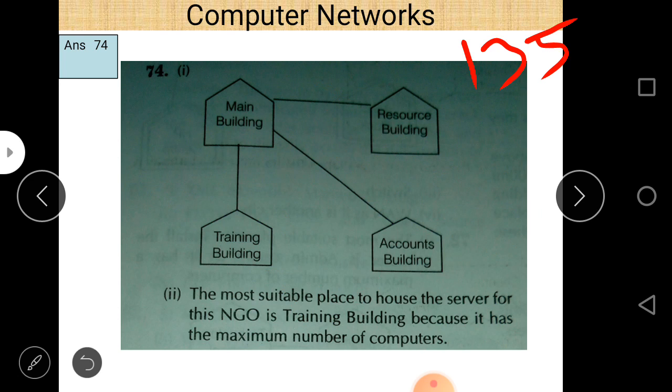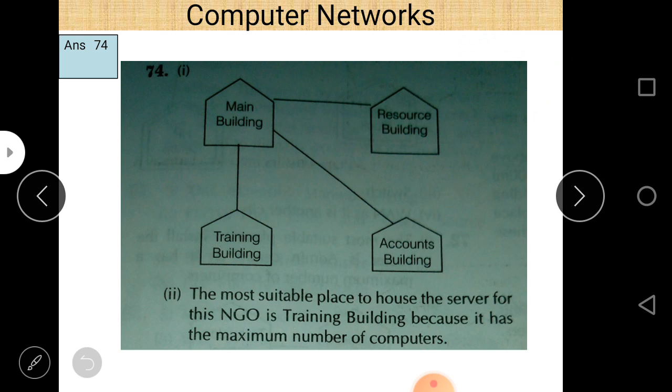So in this we can easily see that main building to account building distance is 135 meter, and it is very high because we connect using 135 meter cable. Let us check our answer again. We connect here because there is a very big difference.